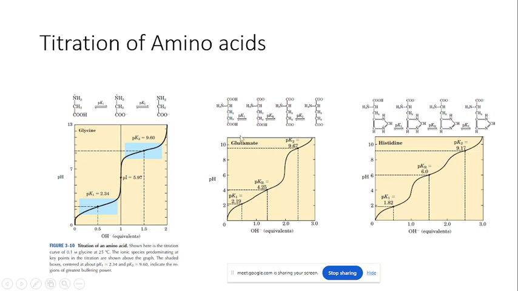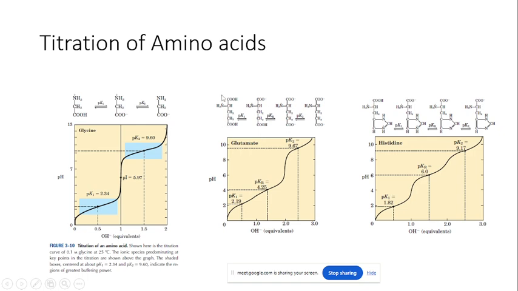So initially glutamate exists in this form, right? Then as we keep adding OH minus, glutamate will lose its first, most acidic proton, right? So here this is the most acidic bond, right? So when we add OH minus, it will take out this proton. So it will become C double bond O minus, right?